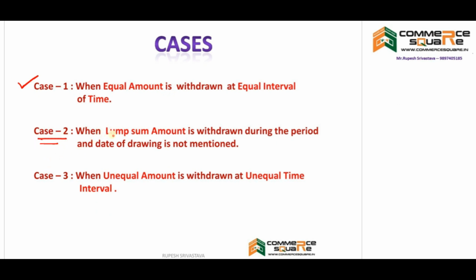Case 2 is when a lump sum amount is withdrawn during the period and the date of drawing is not mentioned. Lump sum amount means a single accumulated amount drawn by a partner during the period, and the date of drawing is not mentioned in the question.